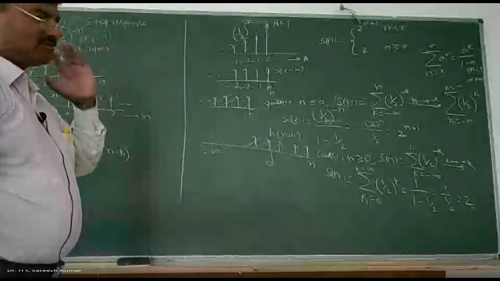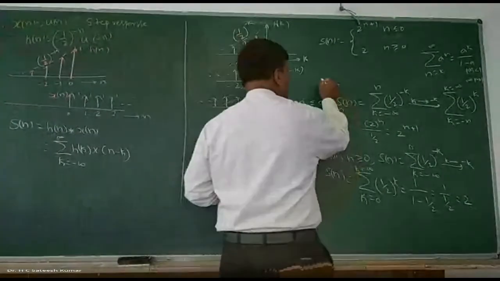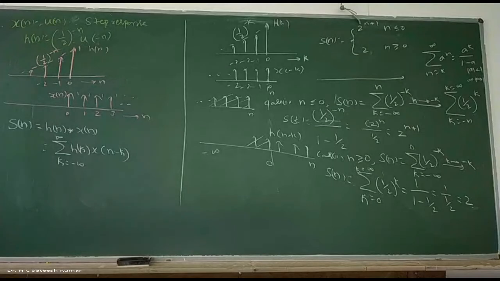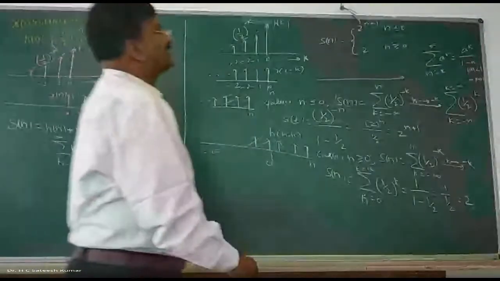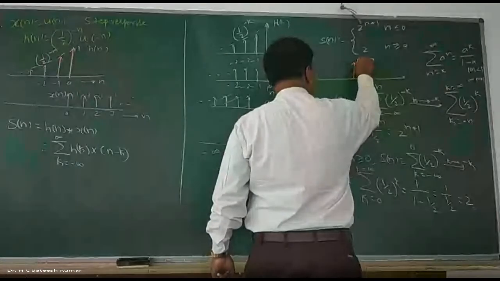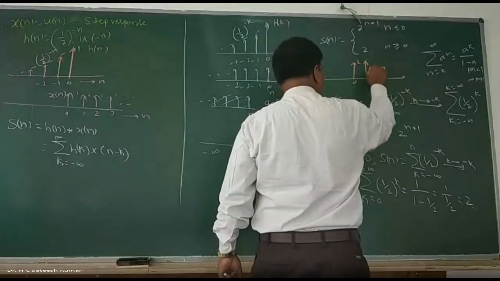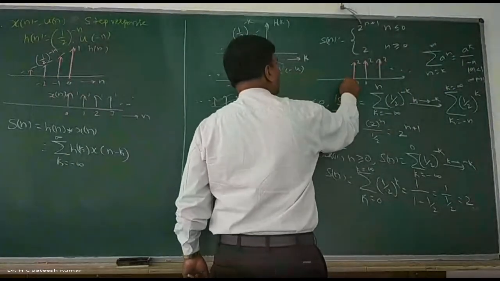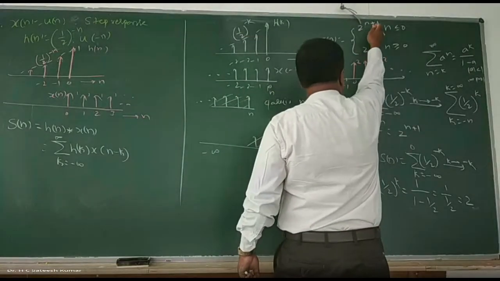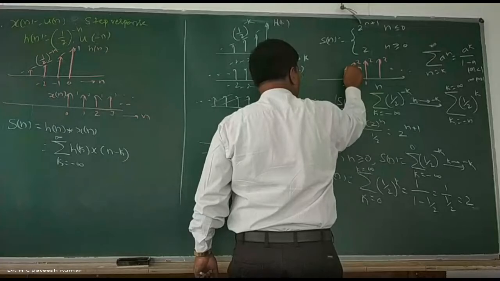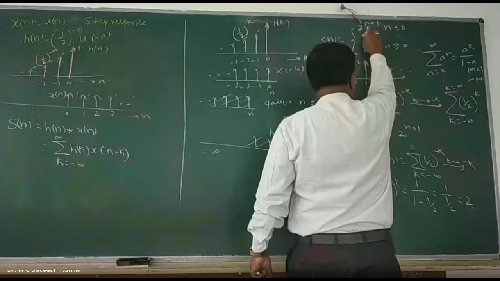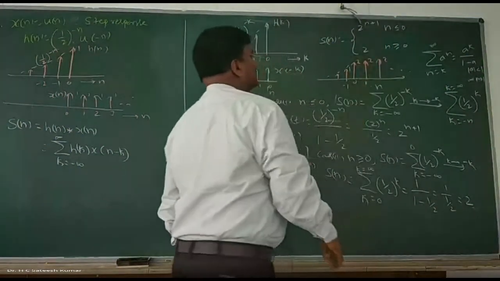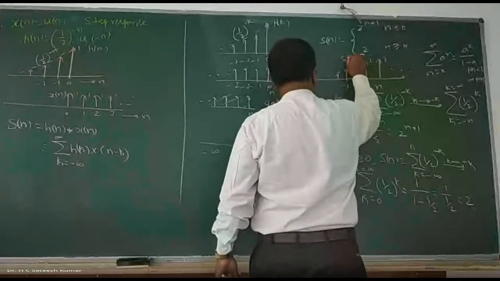You can sketch it also, if you want. It will be something like this. For n less than 0. At 0, its value is 2. From 0 onwards, it is 2, up to infinity its value is 2. At minus 1, 2 to the power of minus 1 plus 1, 2 to the power of 0 is 1. And minus 2 plus 1 is minus 1, 2 to the power of minus 1 is half. Something like this. So this is the variation for s of n.